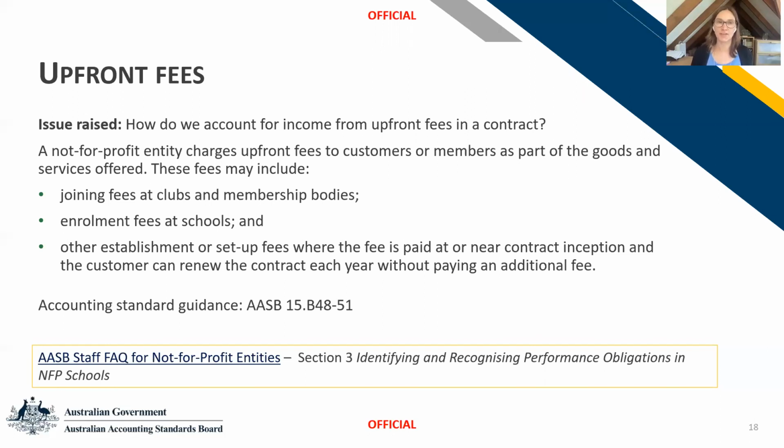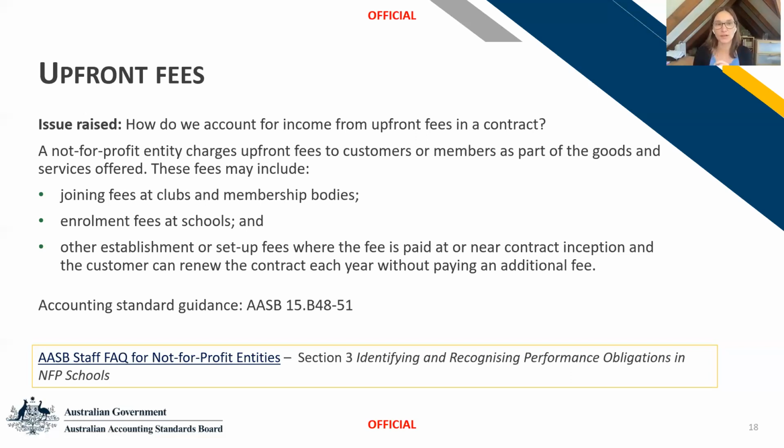There are some staff FAQs. So this is another area of resource for you. There are some staff FAQs that currently exist for a particular scenario, being not-for-profit private sector schools. Staff FAQs are not authoritative, so they are the views of staff. So it can help as additional guidance, but they don't form part of the standard. So what we were asked to do is possibly move away slightly from the very specific scenario of a school and give a more generic example.